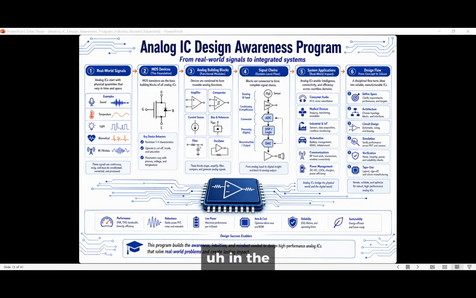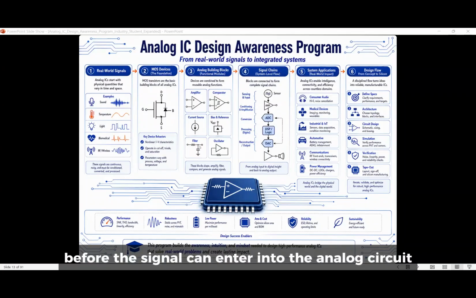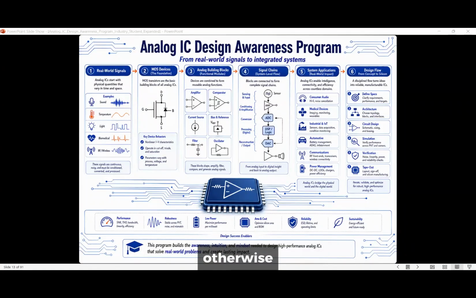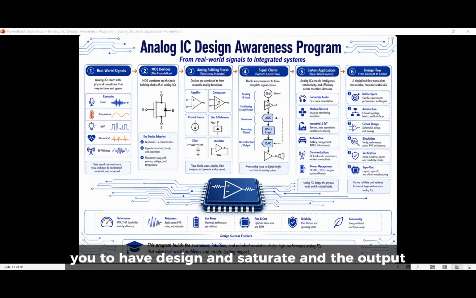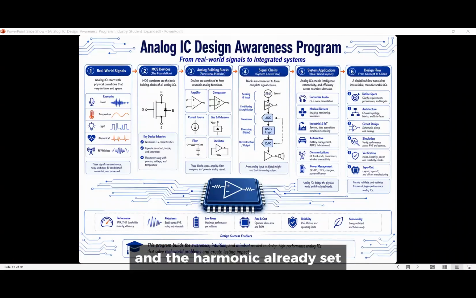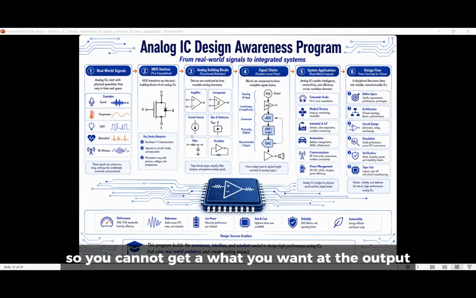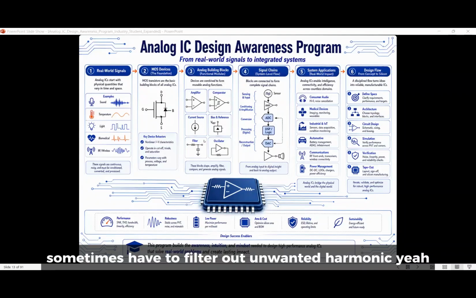For example, in a harmonic-rich circuit, like a digital circuit combined with an analog circuit, sometimes we have to use a filter to filter out some digital noise before the signal can enter the analog circuit. Otherwise, the harmonics will be amplified by the operational amplifier you have designed and saturate the output. So what's the problem with such saturation? Because your input signal is rather weak, and the harmonics already saturate your circuit, you cannot get what you want at the output. The output is already saturated. So that's why sometimes we have to filter out unwanted harmonics.